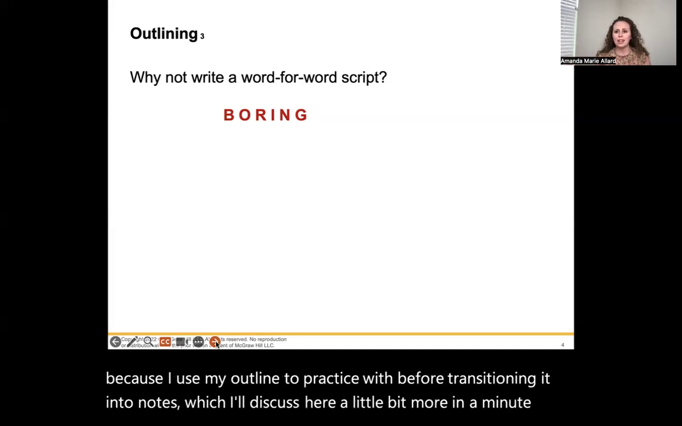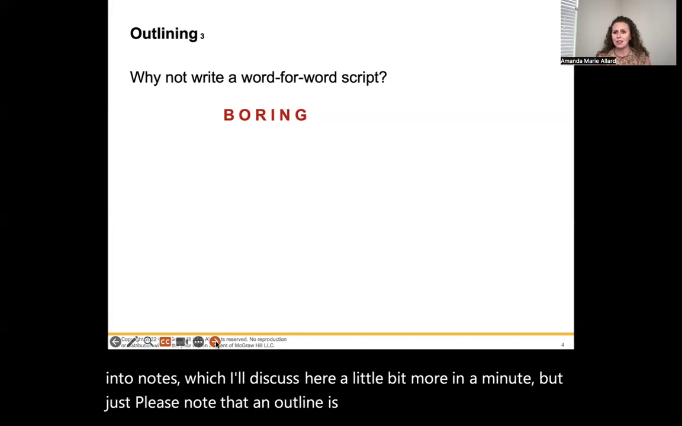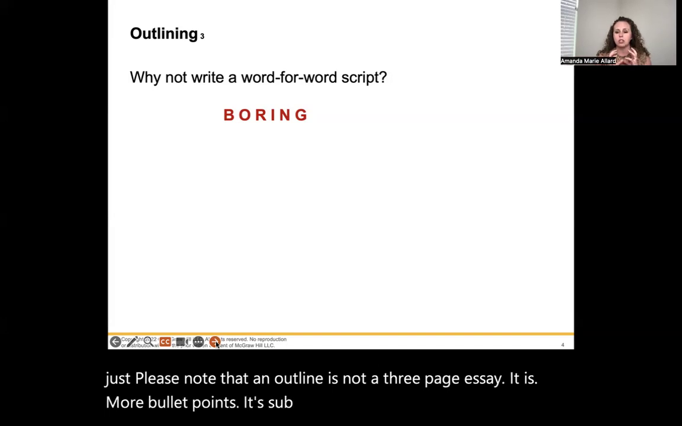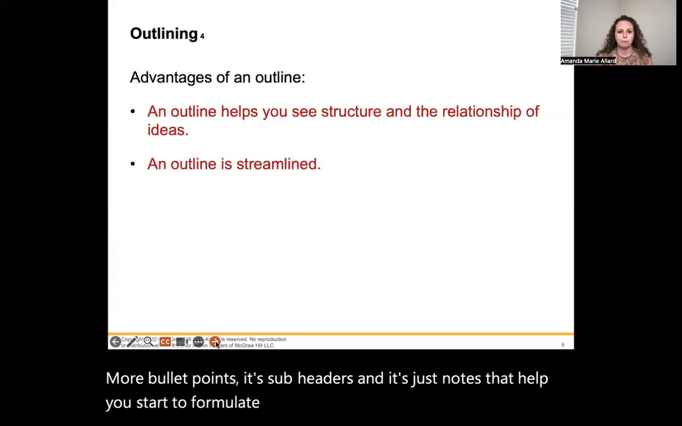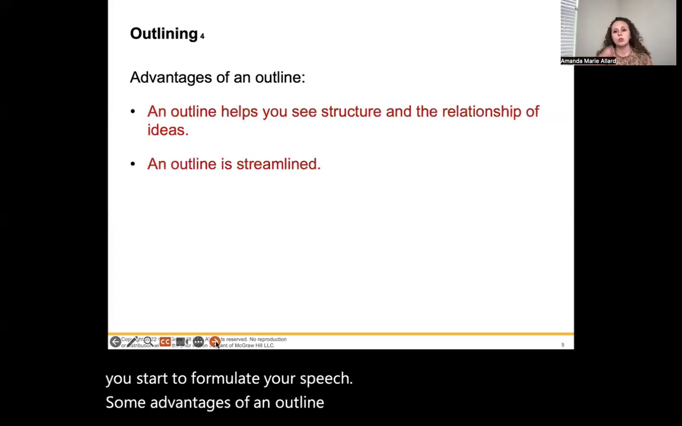But just please note that an outline is not a 3-page essay. It is more bullet points, it's subheaders, and it's just notes that help you start to formulate your speech. Some advantages of an outline is an outline helps you see structure and the relationship between ideas.